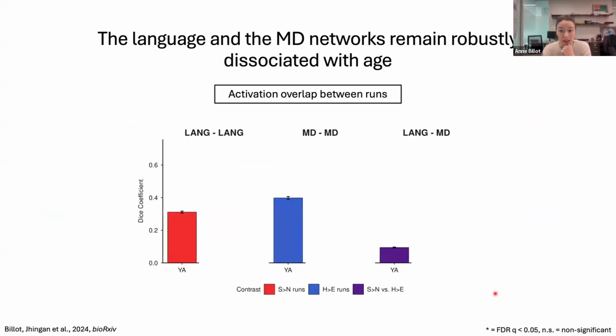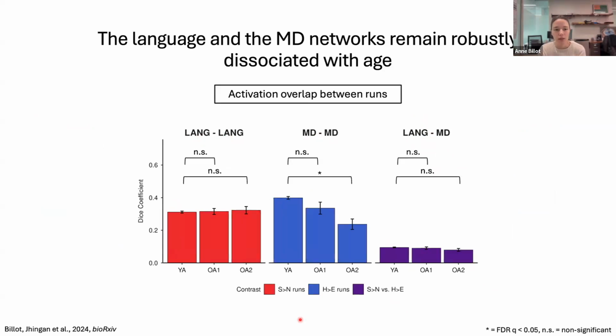A second piece of evidence for this claim is that we did not find any changes in the overlap between language and MD activation maps when using a standard statistical threshold. So here you can see for young adults that the overlap between language and multiple domain activation maps is much lower than overlap between two runs of the language task or two runs of the multiple domain task. And this remains consistent when we look at older adults across both cohorts, with a slight decline in the consistency of activation maps in older adults for the multiple domain network.